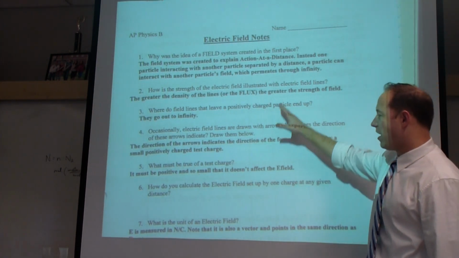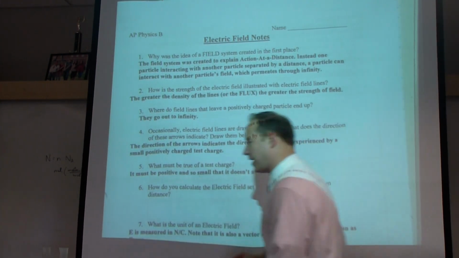So anyway, we've talked a lot about this. How do you calculate the electric field set up by one charge at any given distance? Let's just write that in.